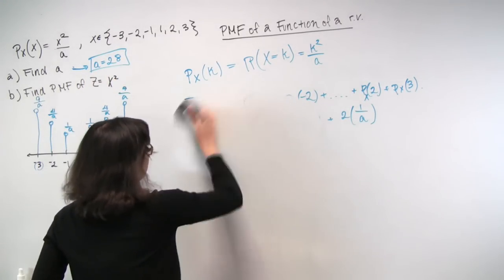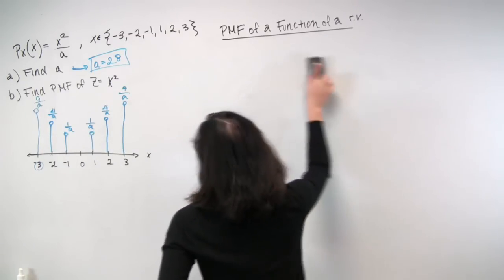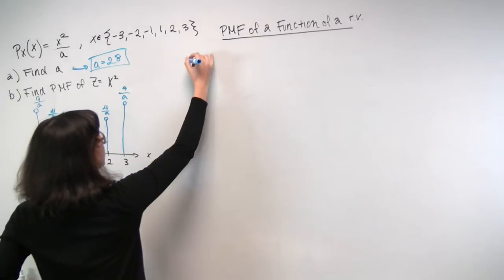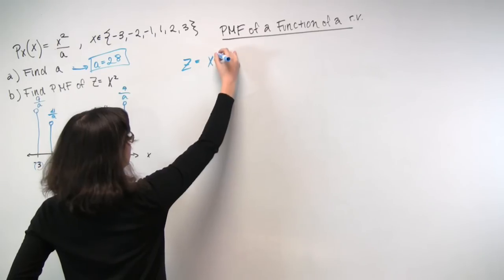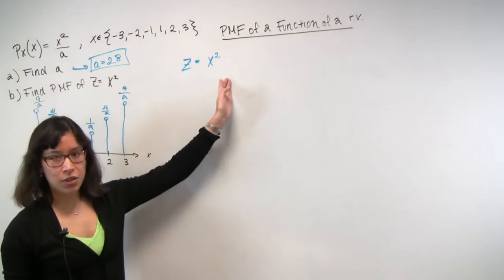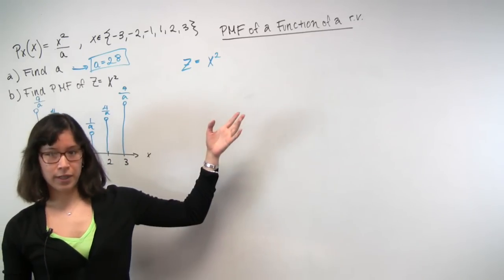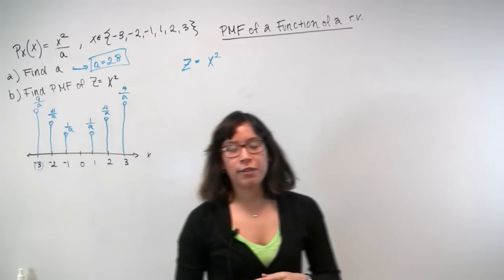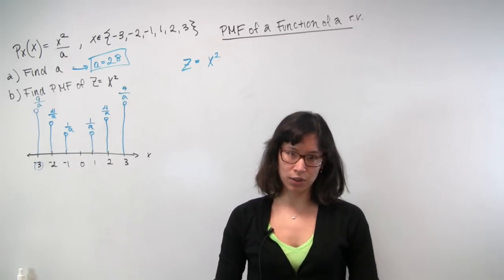So part B is a little bit more involved than part A because we have a function of a random variable. Okay, so we are told Z is a new random variable, and it's equal to X squared. As you probably know already, this is a valid thing to do. X is a random variable, and any function of a random variable is itself a random variable, so therefore Z is a random variable. And because Z is just another random variable, it makes sense to talk about its PMF, or its probability mass function.